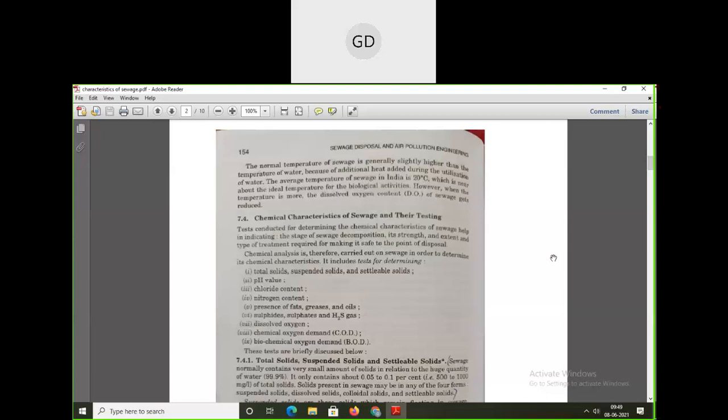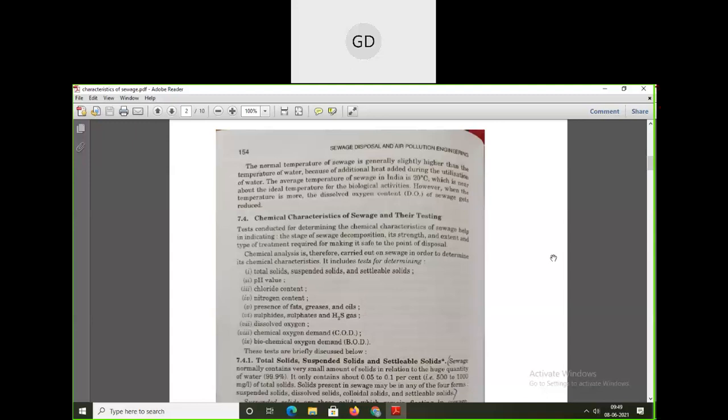Next is temperature. Temperature has an effect on the biological activity of the sewage. There are bacteria present in the sewage, and the temperature has some effect on those bacteria. It also affects the solubility of gas.